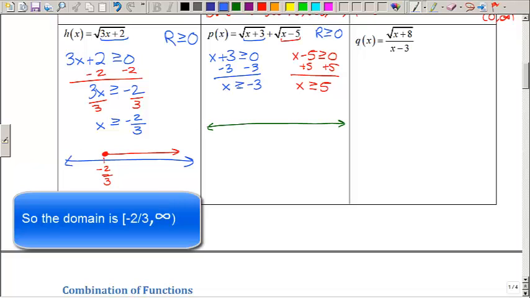To graph the blue, x is greater than or equal to negative 3. I have a closed circle at negative 3 and all the values to the right. To graph the red, x is greater than or equal to 5. I have a closed circle at 5 and all the values to the right as well. So the question is, well, what's the domain of the real function p of x? P of x has both the blue radical plus the red radical, and we want it to be defined for both.